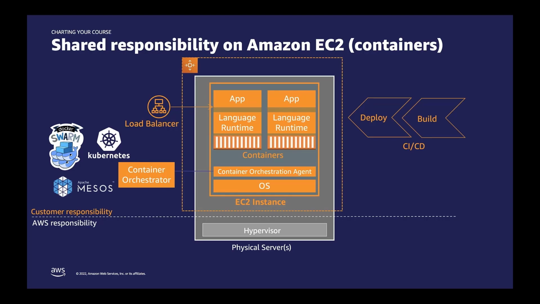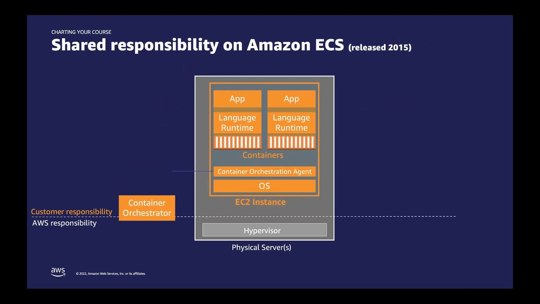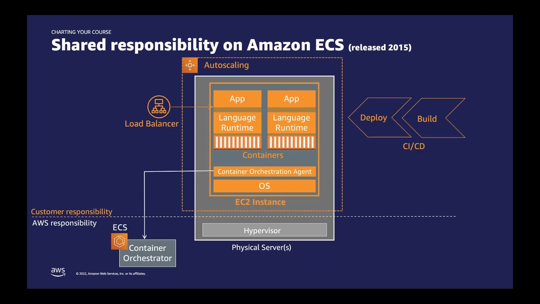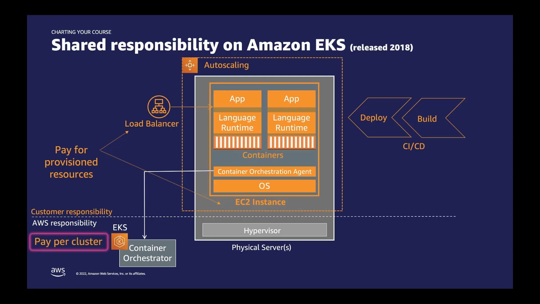That's a lot. In 2015, ECS came along and provided you an option where AWS managed the container orchestrator for you. This gave you the benefit of offloading the management of the orchestrator control plane to AWS. And there's no additional charge for the orchestrator itself, just the worker node EC2 instances that you're running. In 2018, we added a managed version of Kubernetes. That is our Elastic Kubernetes service. Do note though that EKS does incur an additional charge per cluster.